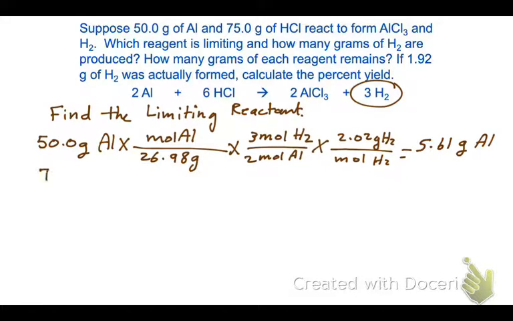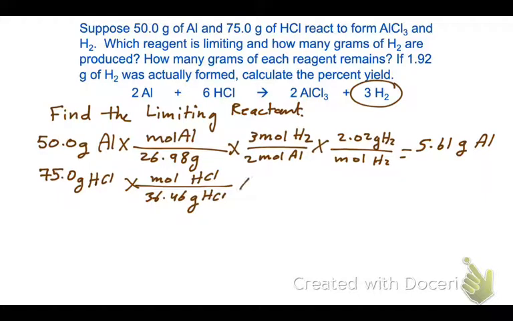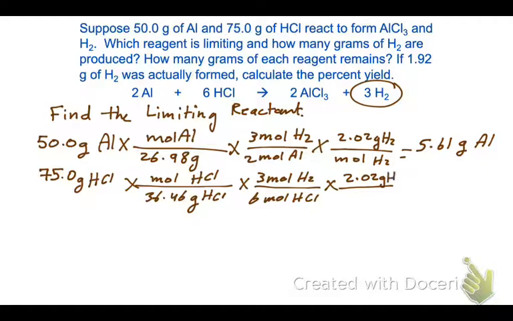And I'm going to say, okay, 75.0 grams of hydrogen chloride. I will go to the mole. 1 mole of hydrogen chloride has a molar mass of 36.46 grams of hydrogen chloride. I go to my mole to mole ratio. There are 3 moles of hydrogen forming for every 6 moles of hydrogen chloride. Then I do the mass, 2.02 grams of hydrogen for every 1 mole of hydrogen.